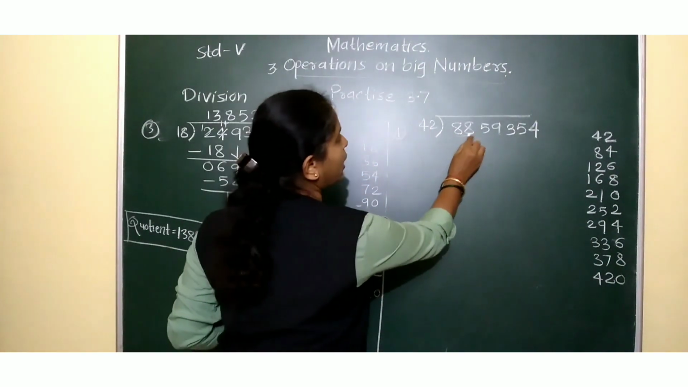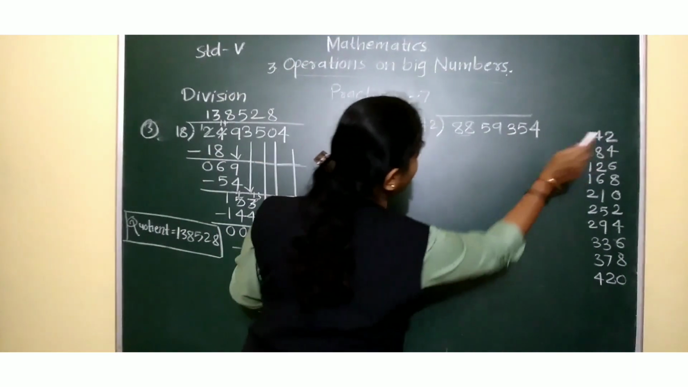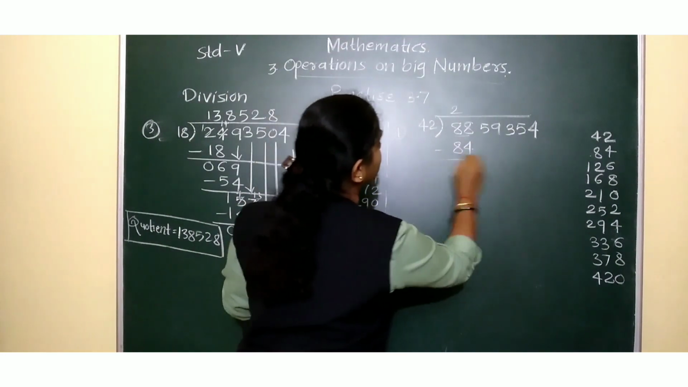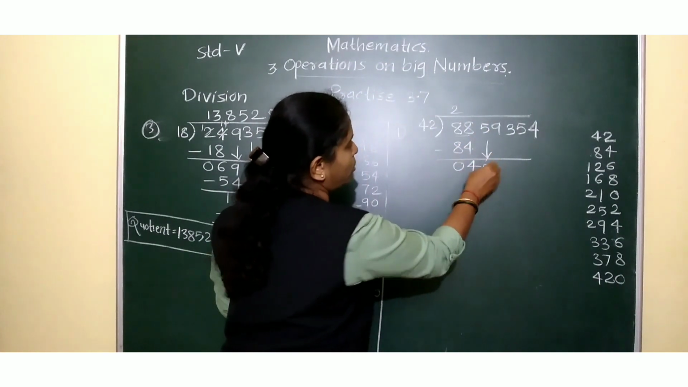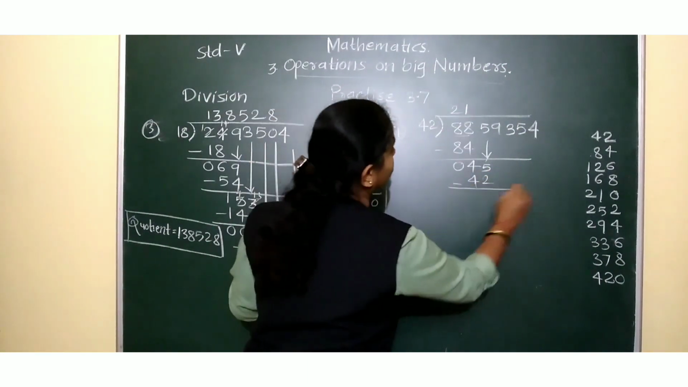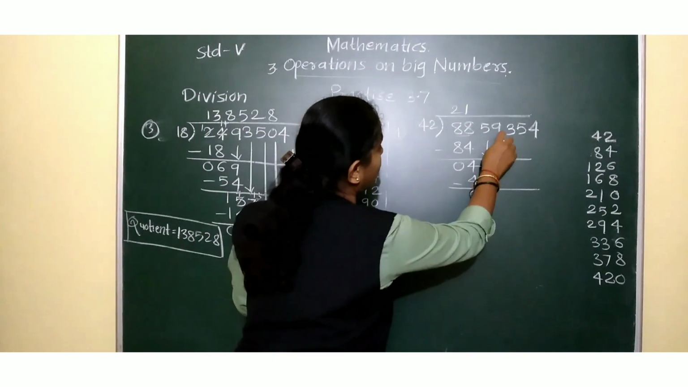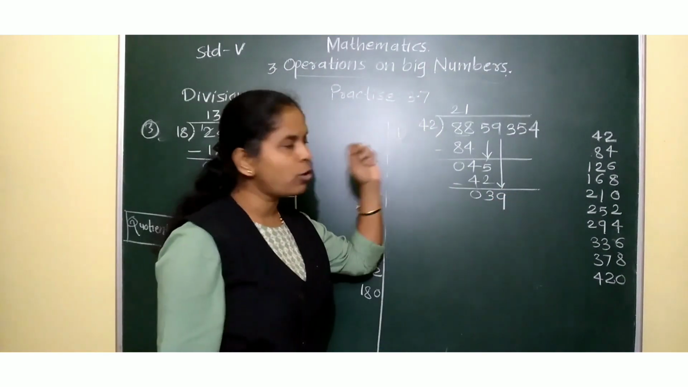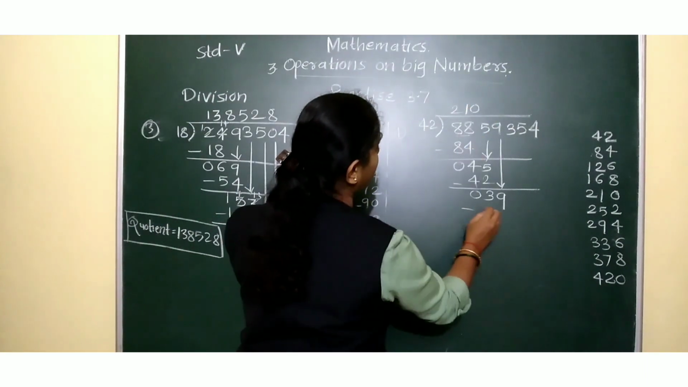Okay. So first take these 2 digits. Now in 42's table the nearest number to 88 is 84. That is 42 2s are 84. 8 minus 4, 4. 8 minus 8, 0. Take 5 down. Okay. Now 42 1s are 42. 5 minus 2, 3. 4 minus 4, 0. Take 9 down. 39. Can you divide 39 by 42? See, no, because 39 is smaller. So I'll put 0.